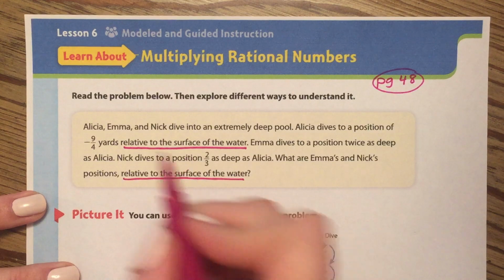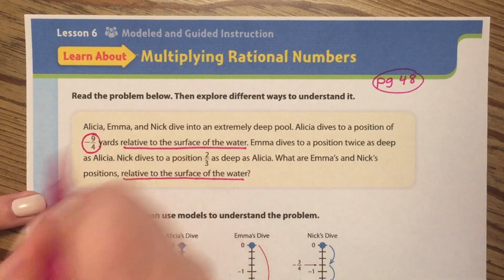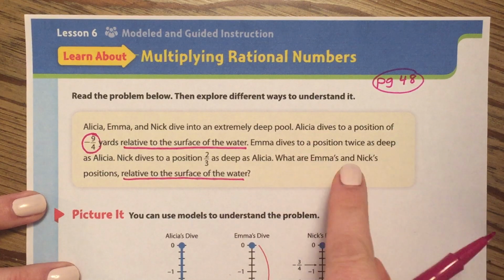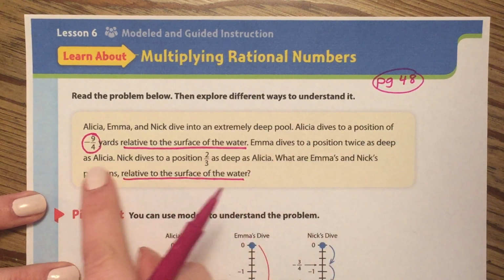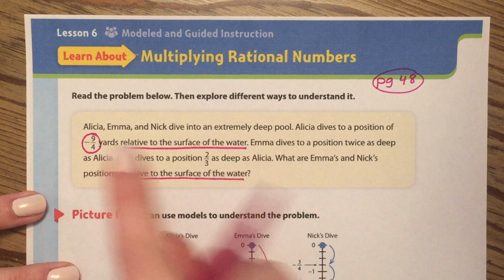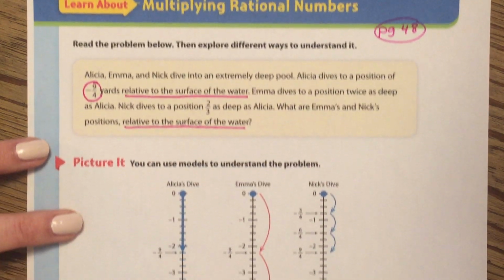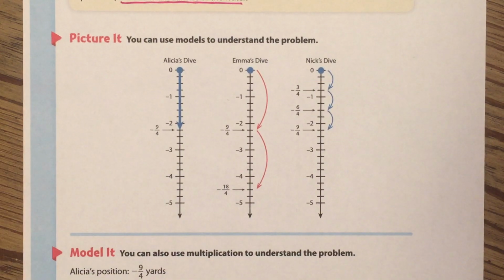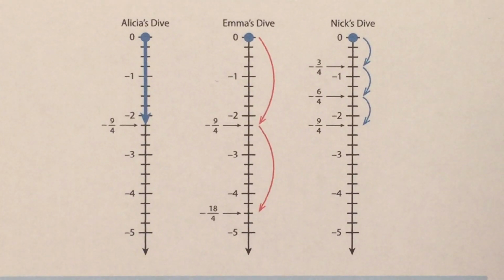So let's see, we have 9/4 yards. That's how deep Alicia's dive is. And Emma is twice that deep, and then Nick is 2/3 as deep as Alicia. So it's almost impossible to answer this question without some sort of a visual, which is the number line here.